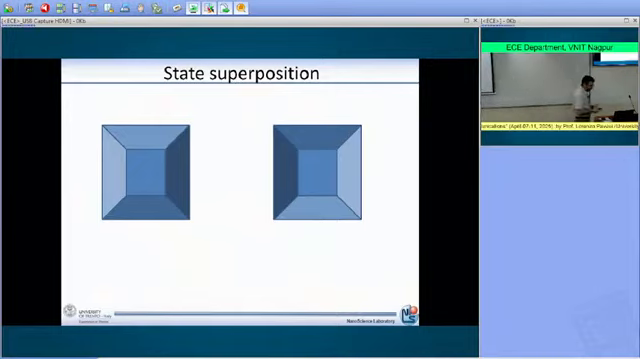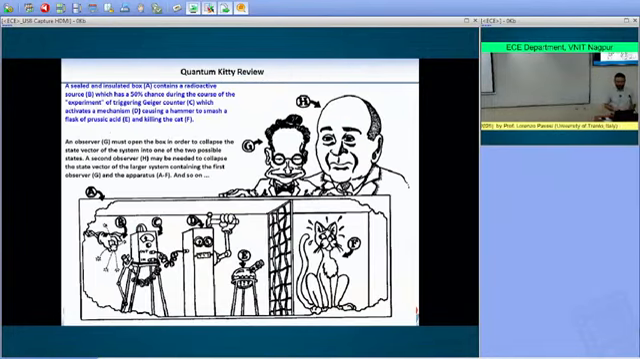This concept of state superposition is also represented by what is called the Schrödinger cat paradox, okay? Now I'm telling you the Schrödinger cat paradox. Here you have a cat that is inside a box. In the box, you have a radioactive atom. Then you have a Geiger counter. Then you have a bottle with some prussic acid that is very poisonous.